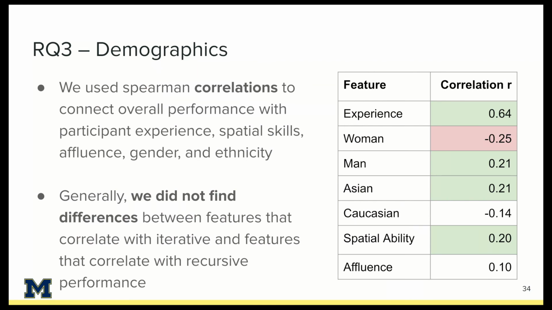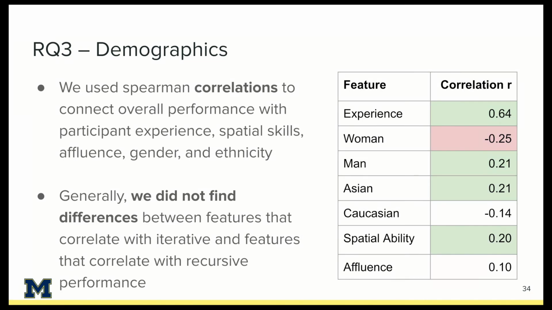Now, for research question 3, we finally examine how performance on recursive and iterative problems correlated with demographic and background features. Perhaps unsurprisingly, we found that programming experience or expertise was the strongest predictor of success, with a median correlation of 0.68. Medium, I should say.